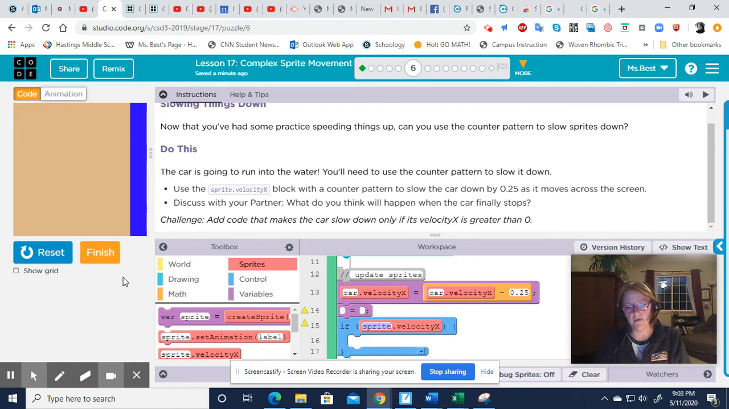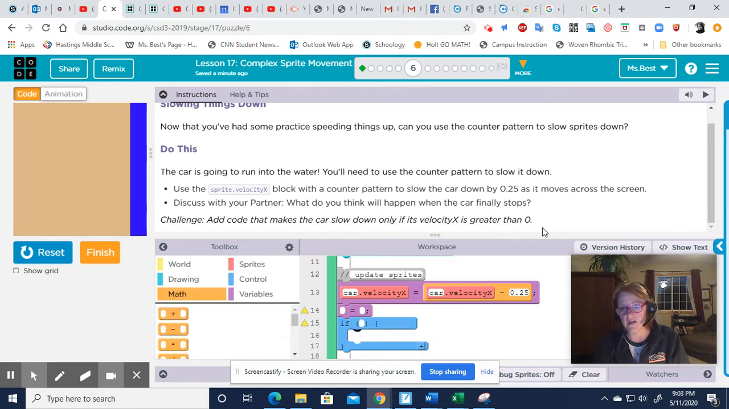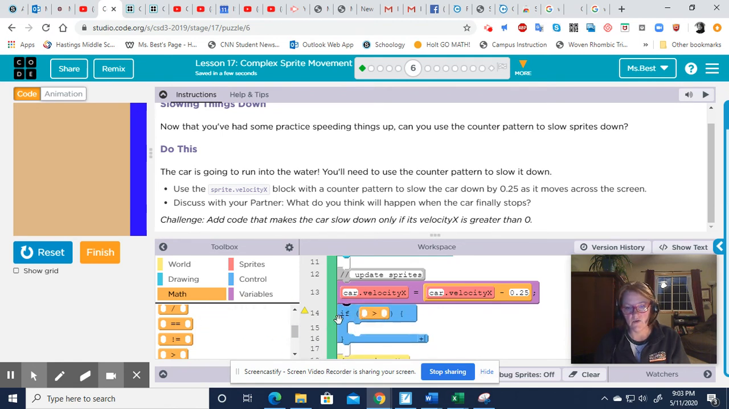Oh, and I wanted math. Hold on. So let's see. They said if the velocity is greater than 0. Hint, greater than. That's this one. Okay, get that out of there. So if, and you have a greater than statement.